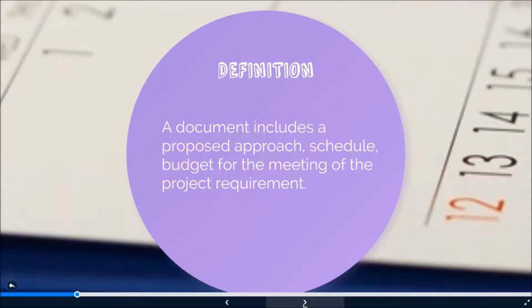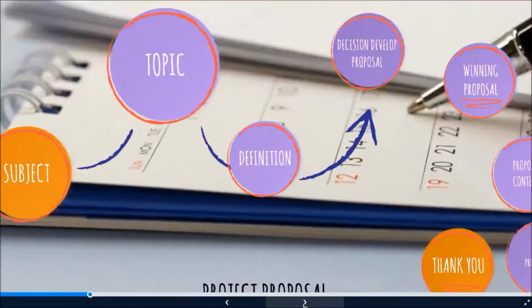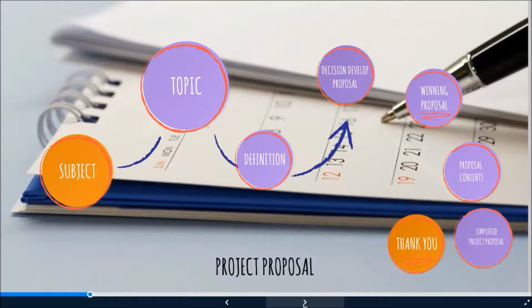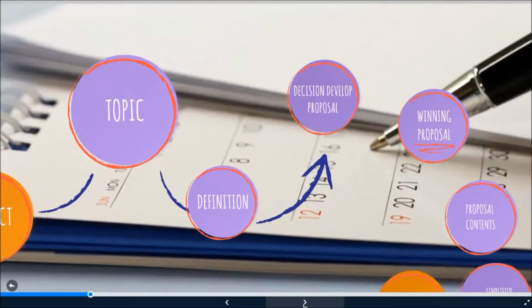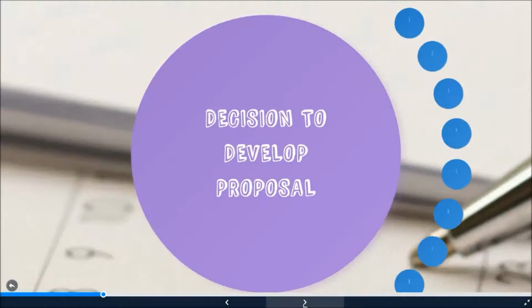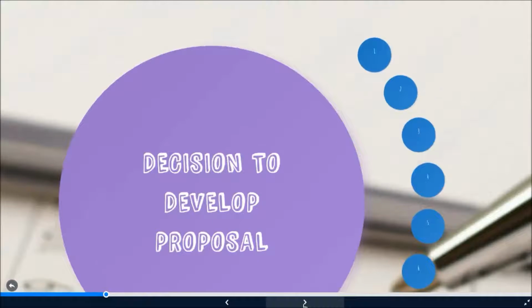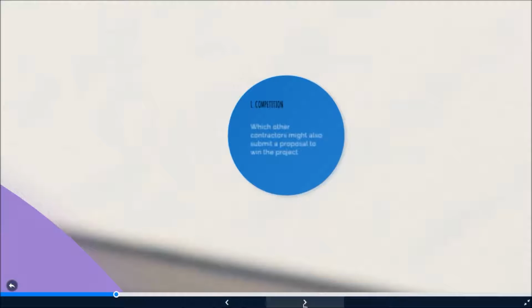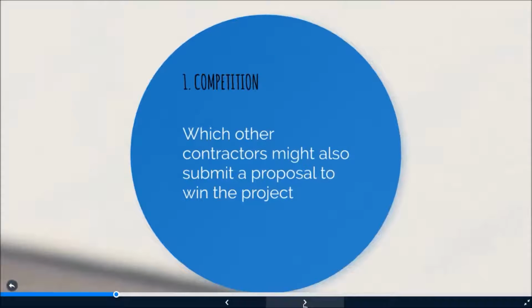So, in this topic, we want to explain more about the project proposal. Alright, let's move to the decision to develop a proposal. We have about 8 elements. The first one is competition, which is whether other contractors might also submit a proposal to win the project.